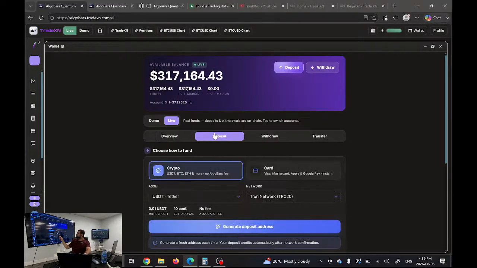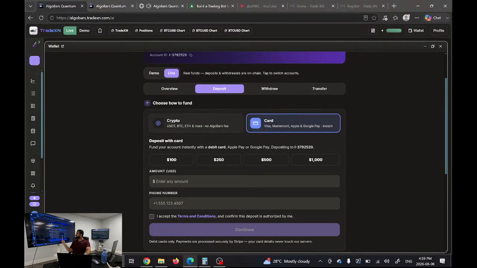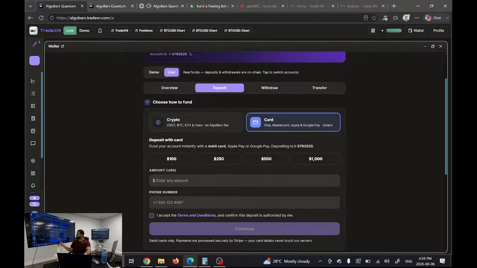You click deposit, you click card. You can do crypto if you want, but card is instant. Crypto's pretty instant, 2 to 5 minutes. Card is instant, like 5 seconds, okay? Enter the amount, enter your phone number.